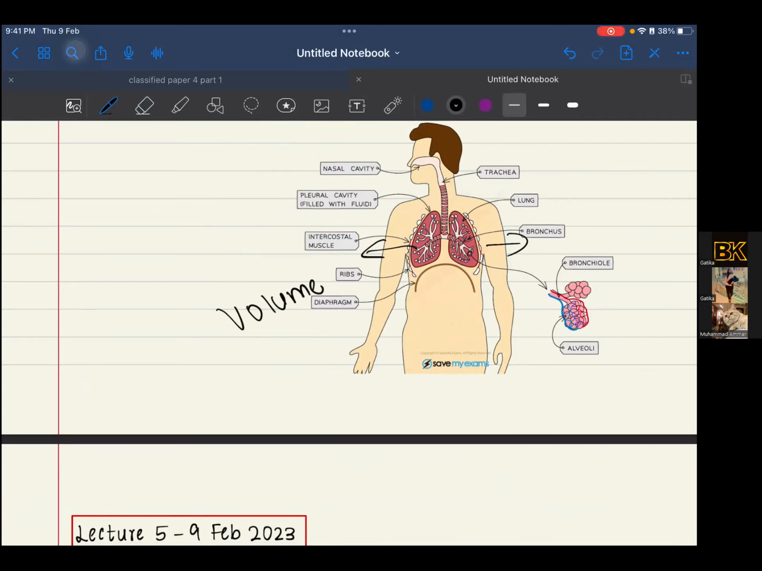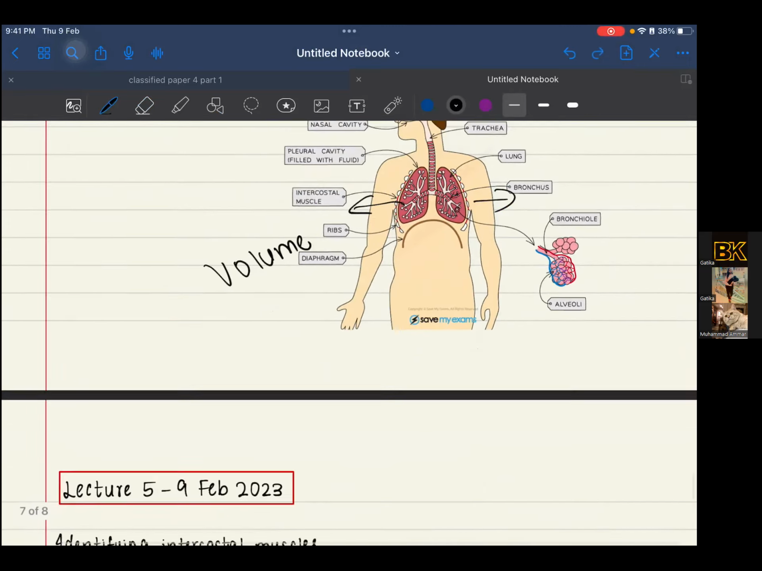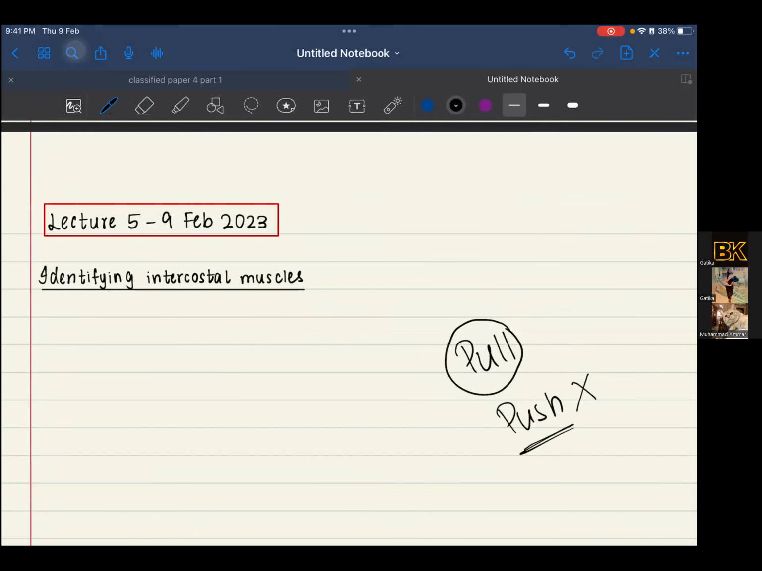Now, volume has to increase when we are inhaling, but when we exhale, the volume has to decrease back. But these muscles cannot do both of the things. They cannot push them back. They can only pull, right? That means there must be two sets of intercostal muscles. One to pull the rib cage up and another to pull it down. Do you understand that? Yeah, I do.